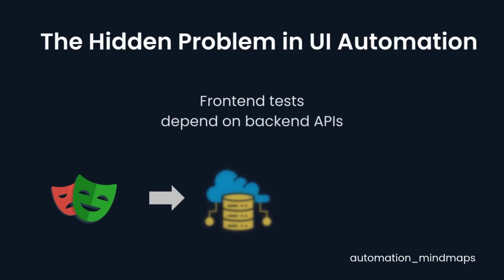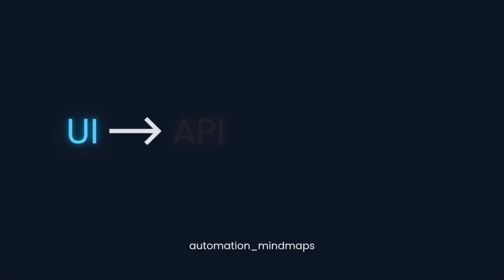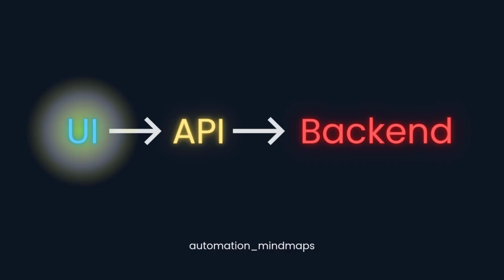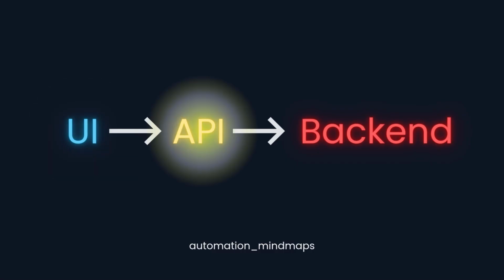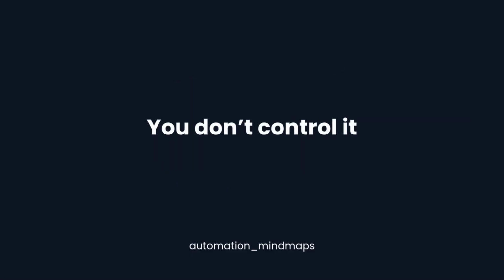Your UI test depends on an API, and that API depends on a backend. And that backend, sometimes it's fast, sometimes it's slow, sometimes it returns different data, and sometimes it just fails. And here is the real issue, you don't control any of that.